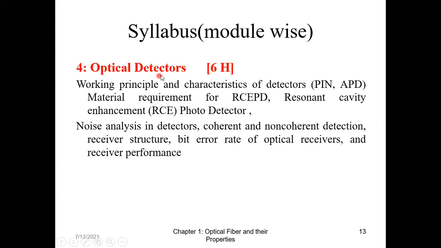Module 4 is detector. Like the source, there is the same pattern. Similarly, detector is 6 hours, 10 to 12 marks. Here also the working principle and characteristics of photodetector. Till here it is there in Kizar and Senior, but the rest of the topics are there in Columbus. So again, optical detector we will study from Harold Columbus. So modules 3 and 4 are from the book of Harold Columbus.